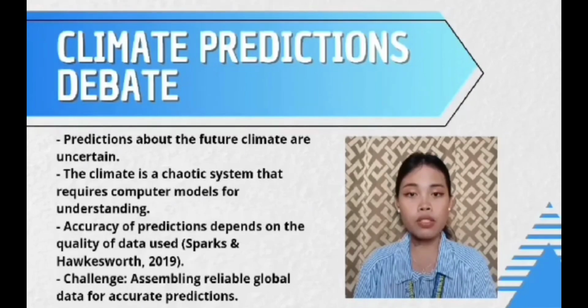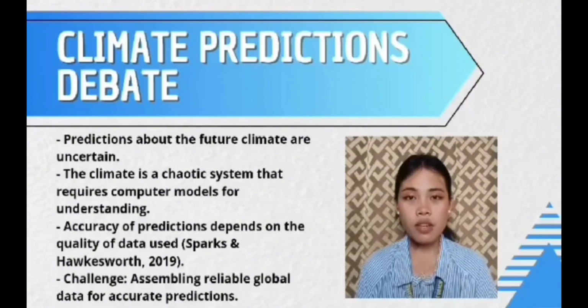Scientists rely on computer models to simulate how the climate behaves and how it might change under various scenarios. However, the accuracy of these models depends on the quality and completeness of the data used to build them. For example, data on temperature, greenhouse gas concentrations, ocean currents, and solar activity from across the globe are necessary to create realistic simulations. Without reliable data, predictions may fail to capture critical details or regional variations.